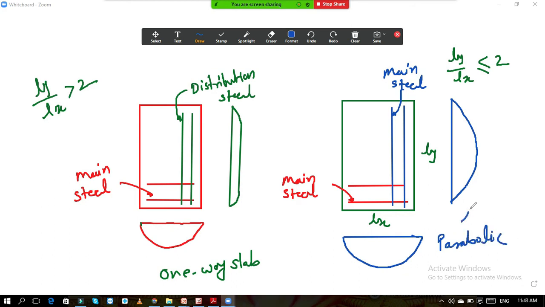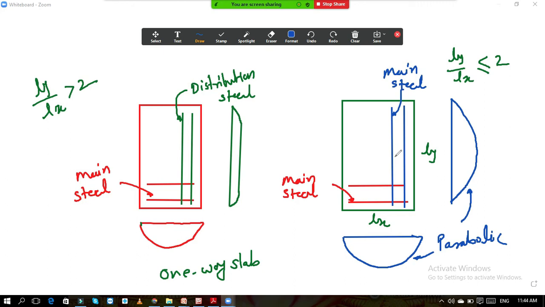Its nature is parabolic. Okay, these are the deflections. So to resist these deflections, we provide the main steel in both the directions. So that is why these types of slabs are called two-way slabs. The name is two-way. Okay. So this is the one-way slab and two-way slab. This is the theory behind the one-way slab and two-way slab.